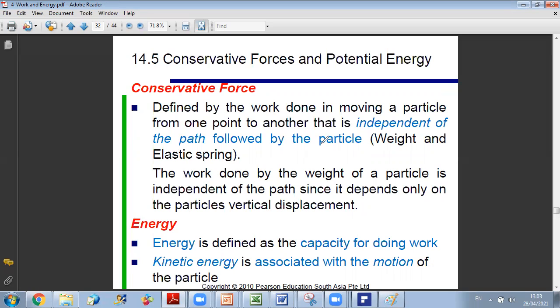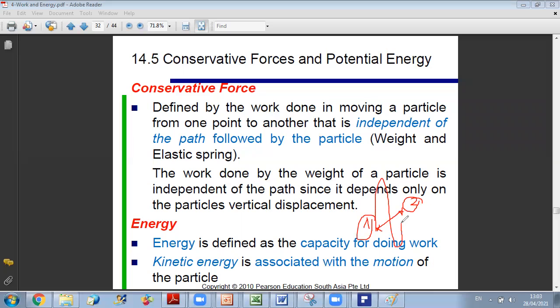So let's say if I move from one location to another, for a conservative force, if I move in a straight path or with any type of curves, the work will be the same. While if I have a non-conservative force, the work done by the force will depend on the path of motion. How do we demonstrate if a force is conservative or not? We should find its work.